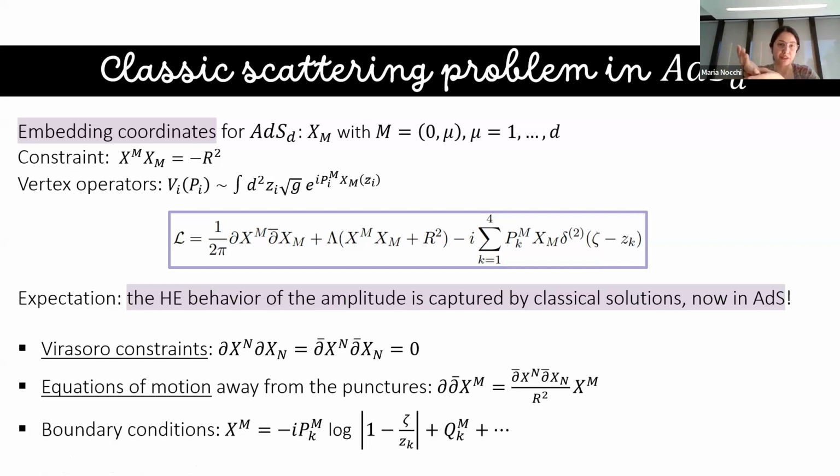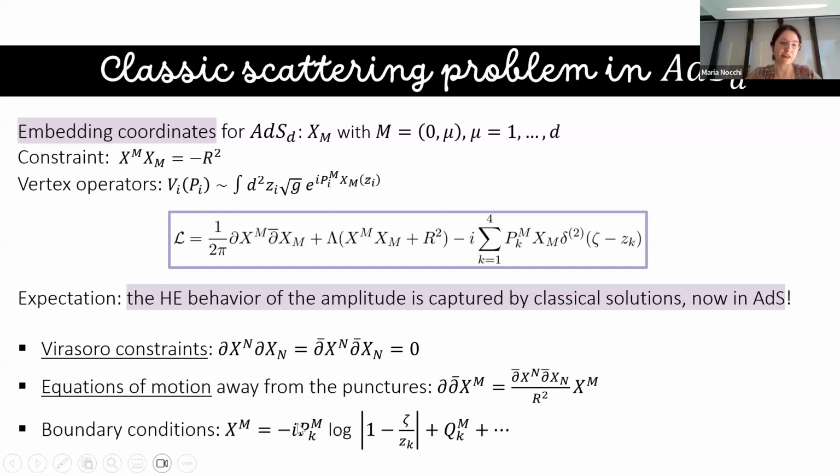Inspired by the work of Gross and Mende, we expect the high energy behavior of the amplitude to be captured by classical solutions, but now in AdS. So let's carry out this analysis in all the steps that are required. First of all, by looking at the Lagrangian, you see the Virasoro constraints that are the following for del and del bar. And the equations of motion can be written down. The general formalism is to write them away from the punctures, so that would be the solution by just varying the action. And then you have to impose the boundary conditions.